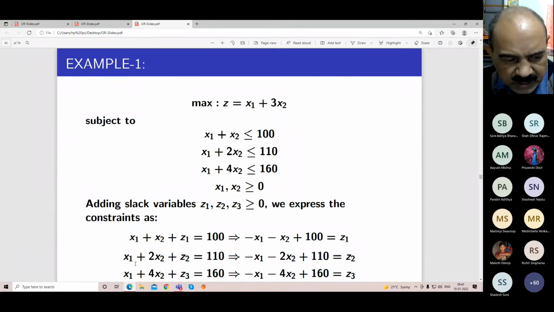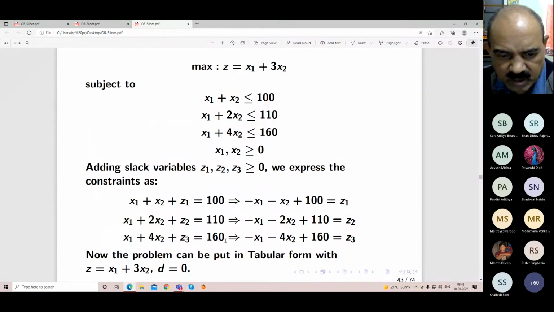Similarly, x1 plus 2x2 plus z2 equal to 110, so minus x1 minus 2x2 plus 110 equal to z2. And similarly, the third one, x1 plus 4x2 plus z3 equal to 160, that is minus x1 minus 4x2 plus 160 equal to z3. And as you know, the objective function z equal to x1 plus 3x2. So nothing is there, so we'll set d equal to 0.